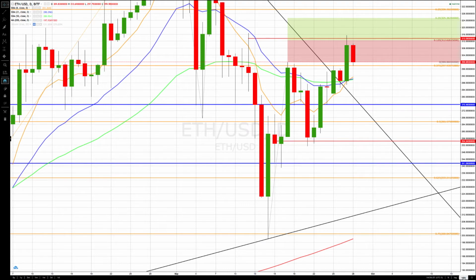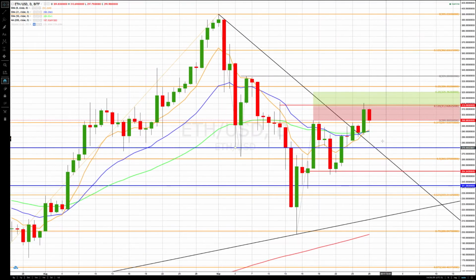Here's our daily. Let me adjust the chart for you. So we have all these moving averages right at this 290 level. All right, the prior breakdown zone is at this 297 area. If we do get below that, then 290 is going to be very, very key. So that's the key level to watch for based off the daily chart.